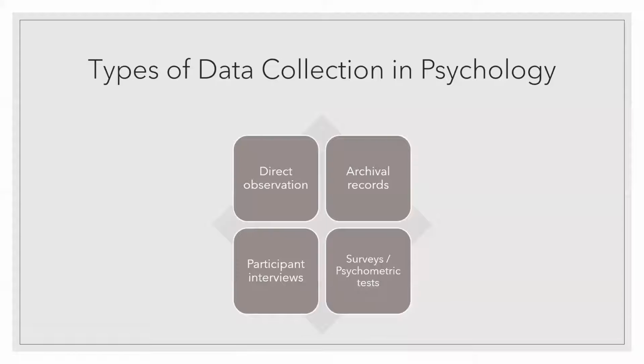So generally speaking, there are four broad categories of data collection methods in psychology: direct observation, archival or official records, participant interviews, and surveys or psychometric tests.